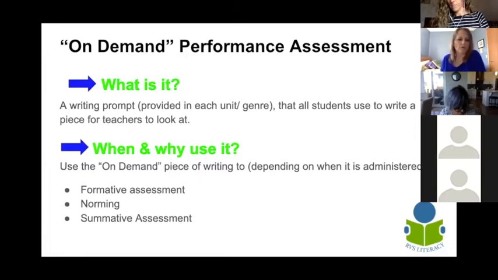When are we going to use this and why would we want to use this? Well, certainly we want to use the on-demand piece of writing for formative assessment.